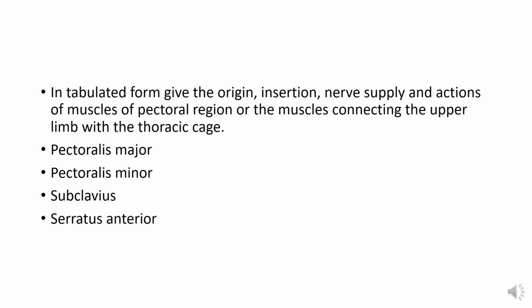The question can come in the form of: give in tabulated form the origin, insertion, nerve supply and actions of muscles of pectoral region. Or in other words, they can ask: give in tabulated form the origin, insertion, nerve supply and actions of muscles connecting the upper limb with the thoracic cage. Now these are four muscles which are present in the pectoral region or connecting the upper limb with the thoracic cage. These are pectoralis major, pectoralis minor, subclavius and serratus anterior.